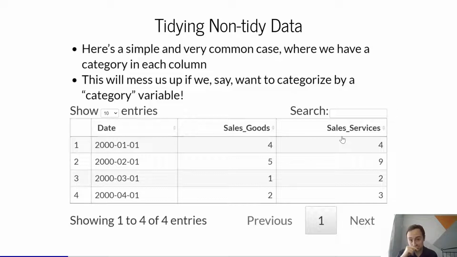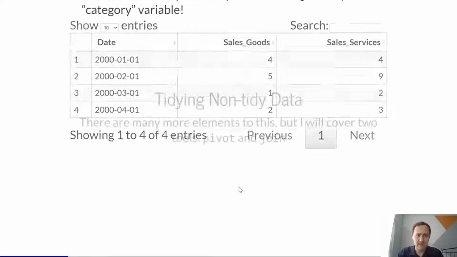And instead, we have just one row per date, and we have the department split across multiple columns. This could mess us up if we say we wanted to categorize things by the category variable, and so we're going to want to tidy this data as well. How can we do that?